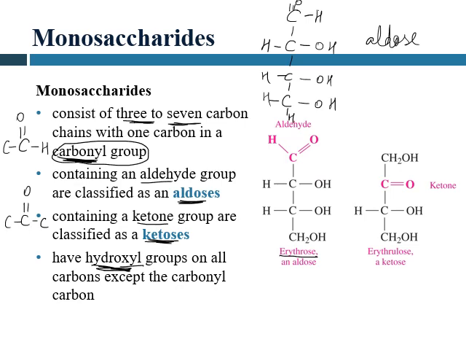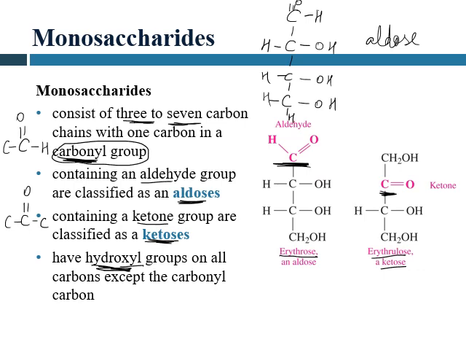Similarly, you could have a 4 carbon ketose, which is called erythrulose, which is 1, 2, 3, 4 carbons, and it has a ketone group. Remember, a ketone has to have 2 carbons attached to it. That is why the second carbon is always going to be the ketone carbon. The first carbon, aldehyde, will always be the first carbon, ketone will always be the second carbon.